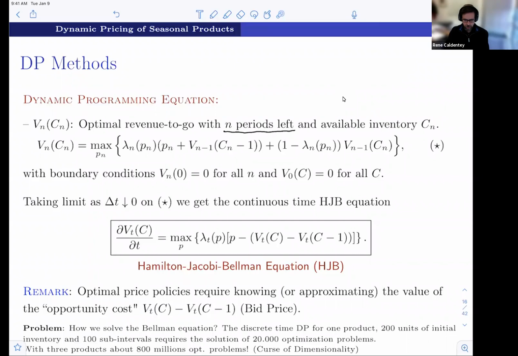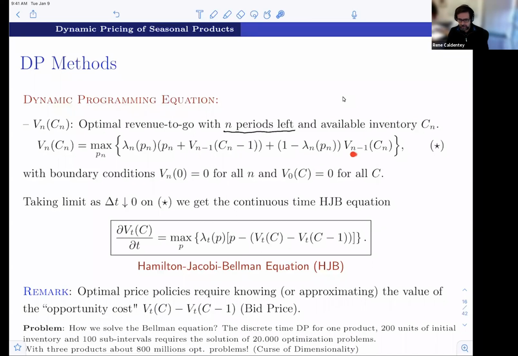All right, so what is this revenue to go? Well, you're going to set the price on this period n. Now this, remember, is the probability that you sell a unit, the composition of a customer arriving and buying. And so if you have a transaction, then you collect the price, but then your inventory gets depleted by 1 unit and you move to the next period, and that's why your number of periods left also gets depleted by 1. So you deplete both time and inventory in this case.